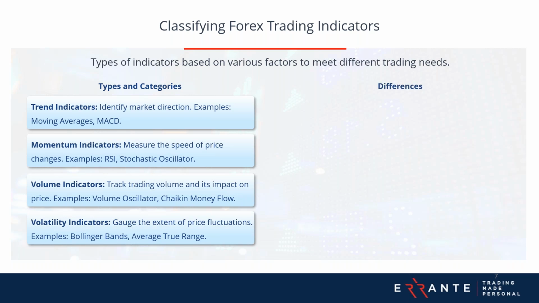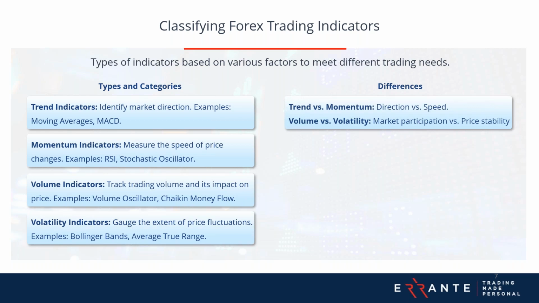The main differences between these categories come down to what they tell us. Trend and momentum indicators focus on direction and speed, respectively, while volume and volatility indicators give us insights into market activity and price stability or instability.